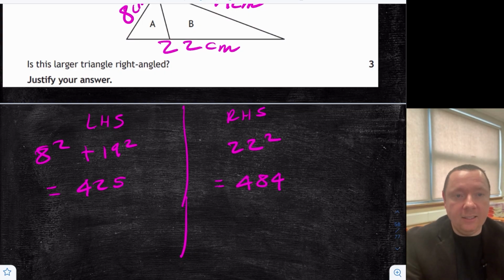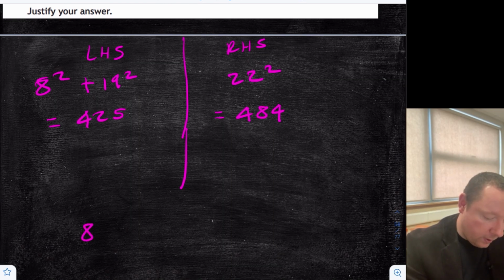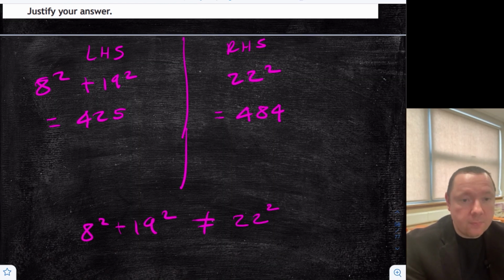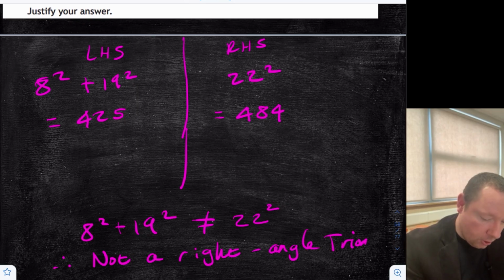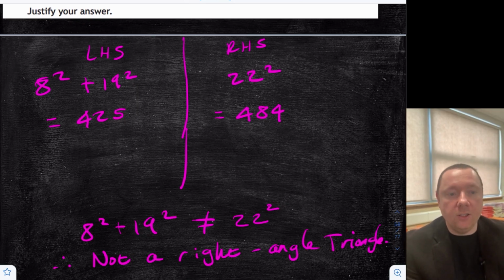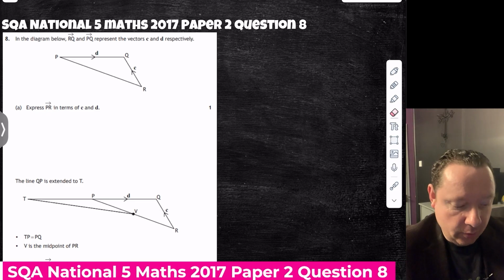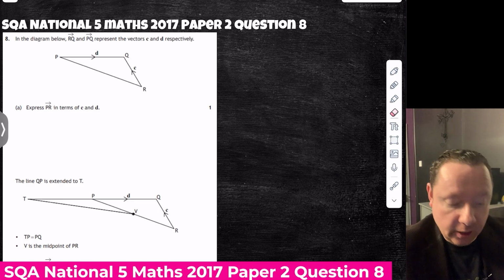A mark for getting 18 squared, 19 squared, and 22 squared, a mark for working both of them out, and then for saying something. So the something is 8 squared plus 19 squared does not equal 22 squared, therefore not a right angled triangle. You could write by the converse of Pythagoras, but there's no real reason to mention it, but you could say that.